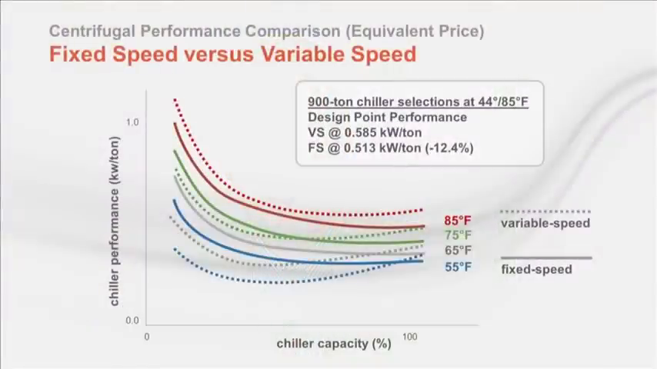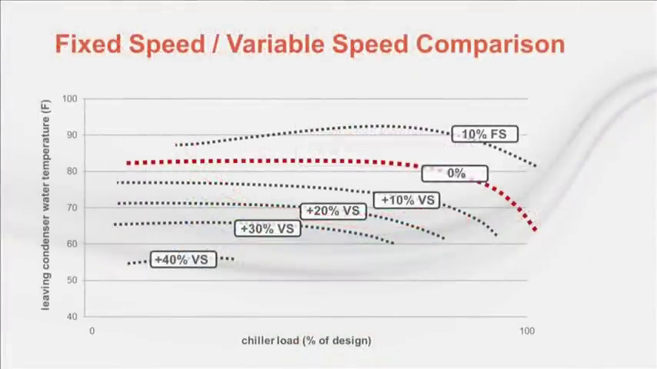For this chart, the y-axis is changed to the leaving condenser water temperature. By looking at the leaving water temperature, we can more clearly see the impact of lift reduction needed for the performance improvement of the variable speed compressor. As in previous charts, the chiller load is shown as a percent of full load operation on the x-axis.